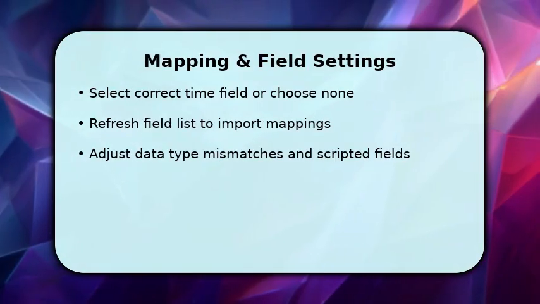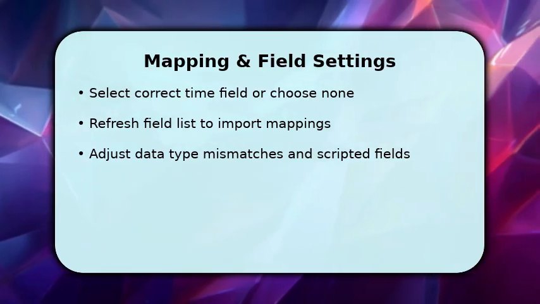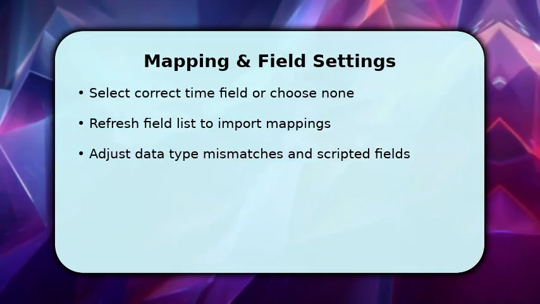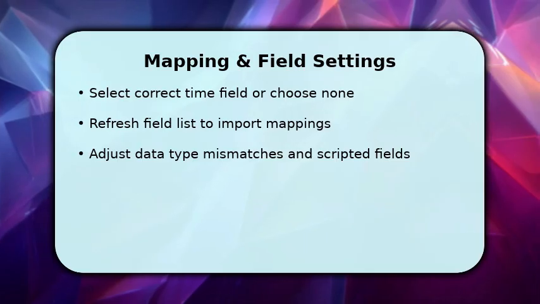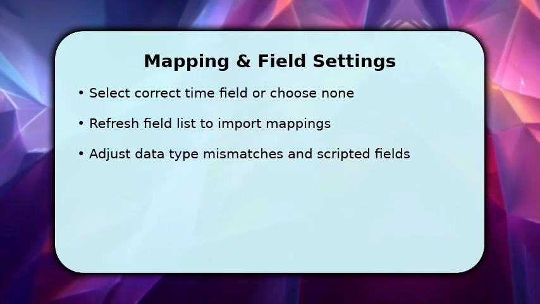Once the index pattern exists, refresh fields to import mappings from Elasticsearch. This sync is crucial so Kibana understands data types. If a field appears as text but should be keyword, correct mapping in Elasticsearch or add a runtime field here. You can also add scripted or runtime fields for derived values.